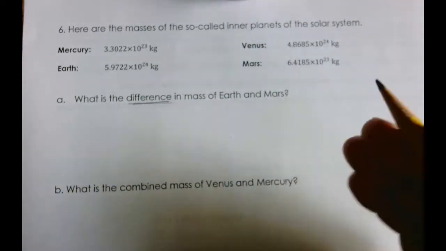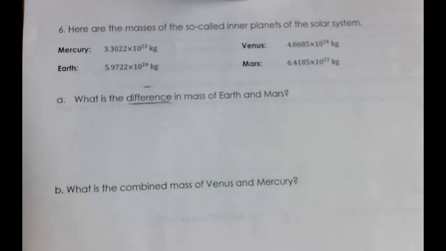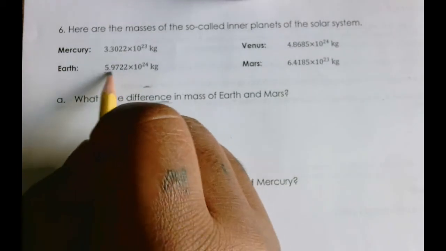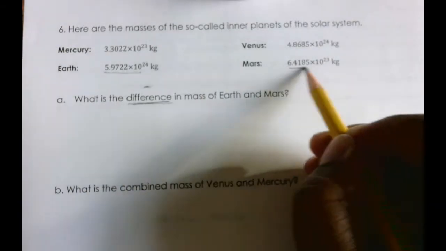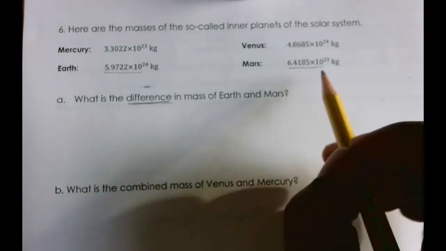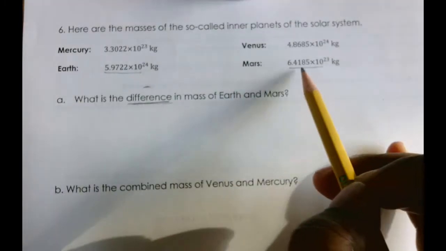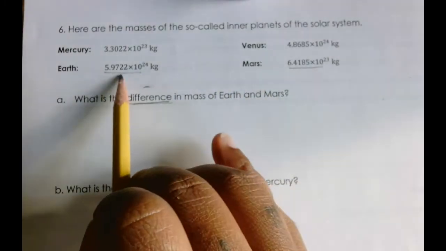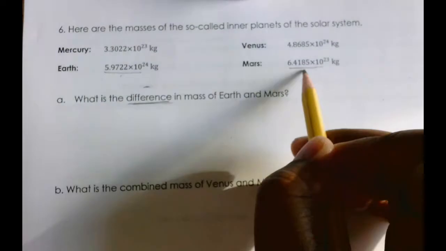So when I hear the word difference, I automatically know that is subtract. I'm going to be subtracting those two quantities. And I'm going to look at Earth. Earth is 5.9722 times 10 to the 24th kilograms. And Mars is 6.4185 times 10 to the 23rd kilogram. So what I'm going to do is subtract the mass of Mars from the mass of Earth because Earth is larger. The first thing I'm going to do, they are both written in scientific notation.